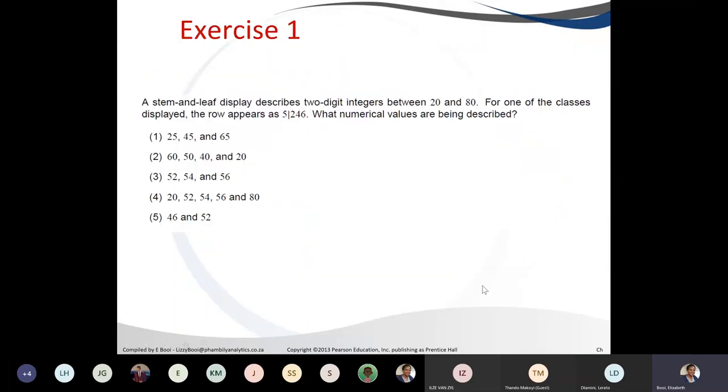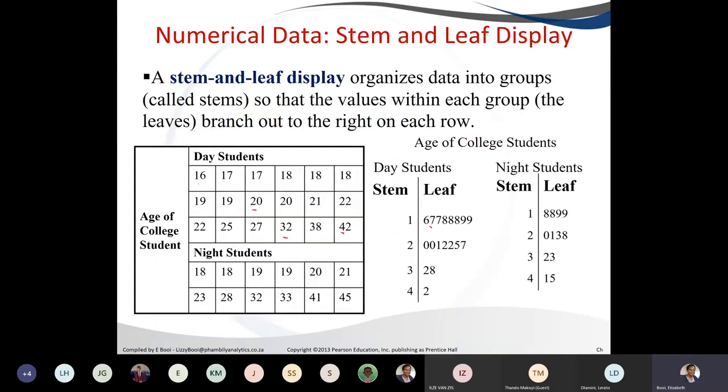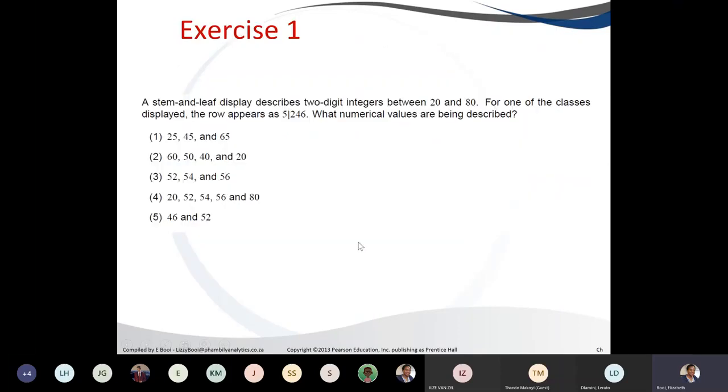So now, in the exam, you will find questions like this, or even in your assignment, where they say, you now understand what the stem and leaf plot is. So here they just give you at random. They say we have a stem and leaf display that describes 2 digits, which means the digits start from 20 and 80. So they will be saying it starts from 16 to 42. It means one and the same thing. So you need to use your imagination.